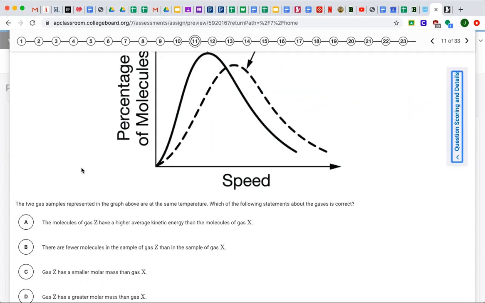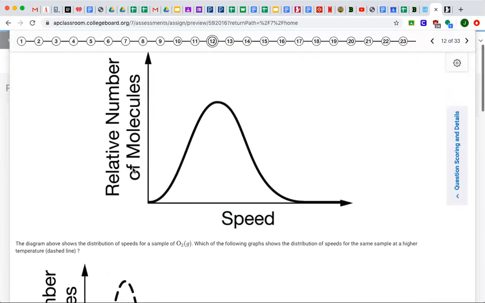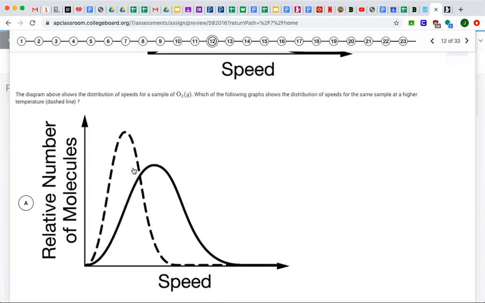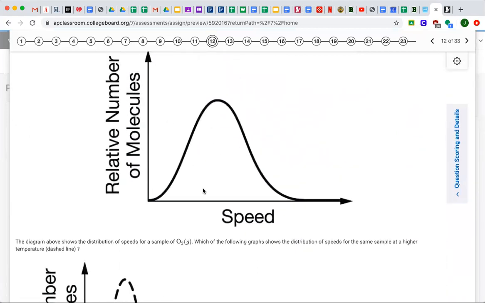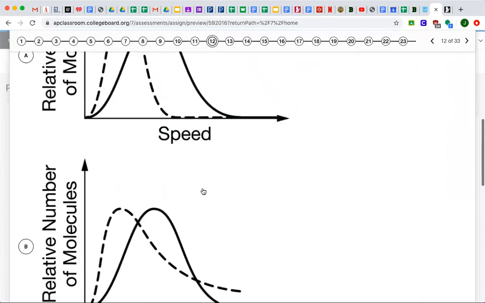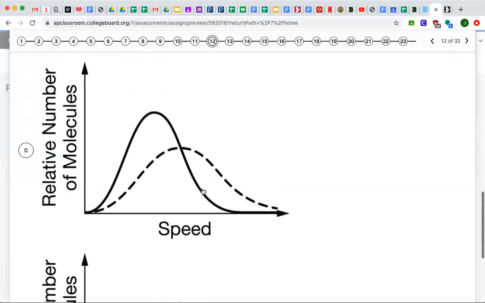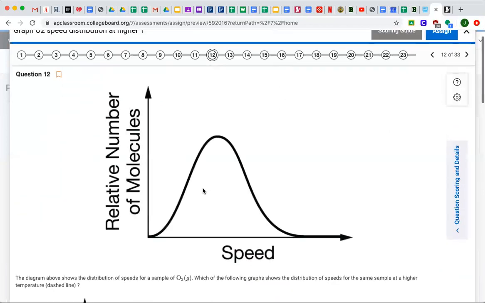All right, so number 12. Relative number of molecules, speed. The diagram above shows the distribution of speeds of a sample of O2 gas. Which of the following graphs shows the distribution of speeds for the same sample at a higher temperature, dashed line? Here you've got whatever temperature, and then a higher temperature. The dashed line is going to represent the higher temperature. Which one of these is it going to be? This is just understanding your Boltzmann distribution.